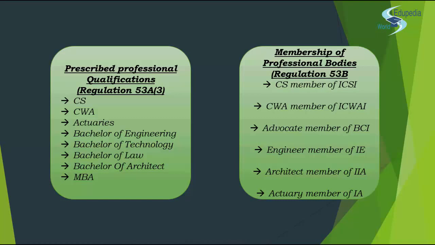Right? Then you have again the architect, member of IIA. What is IIA? Indian Institute of Architects. But otherwise what you had, the Bachelor of Architect is the degree. Finally, an actuary, member of the Institute of Actuaries, which is again the same. Actuaries is the qualification and actuary is the designation. Right? So it is almost the same thing.